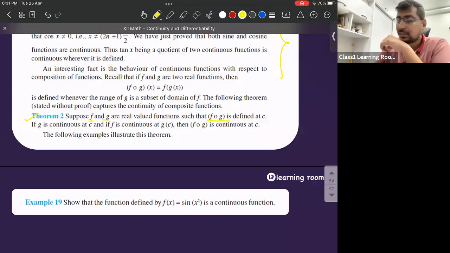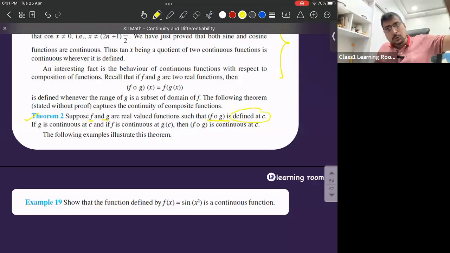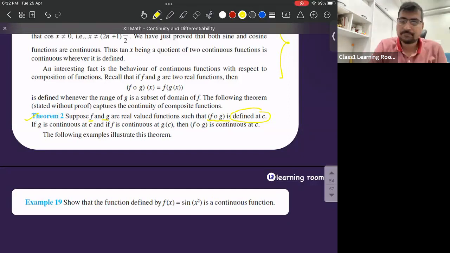And that f circle g is defined at C. When I say it is defined at C, then C is a part of the domain of f circle g. One observation we are able to make is g is continuous at C and f is continuous at g of C. Then what can you conclude? Then you can say that the overall composite function is continuous at the required point C.